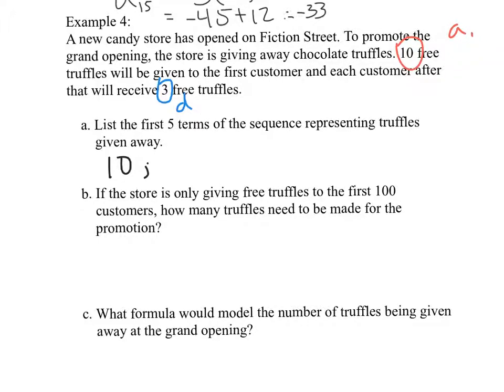So the next term would be 13. And then plus 3 is 16. Plus 3 is 19. Plus 3 is 22. And then we have all 5 terms. Okay, so part B. If the store only gives truffles to the first 100 customers, how many truffles will need to be made for the promotion?